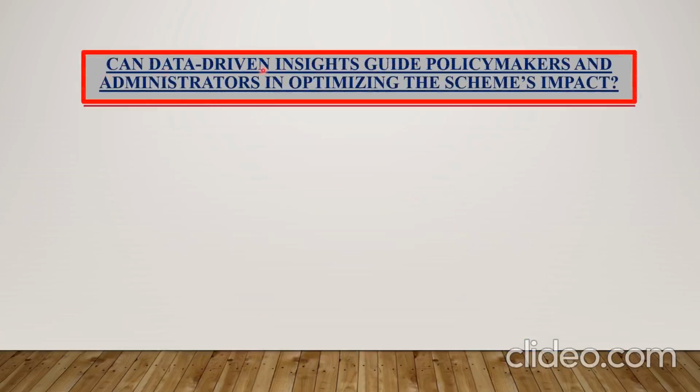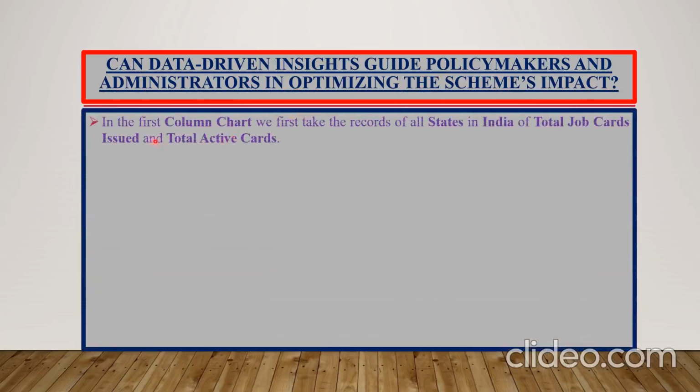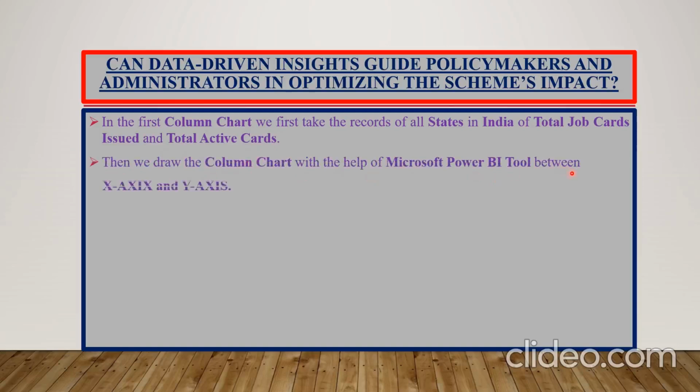And next is, can data-driven insights guide policymakers and administrators in optimizing the scheme's impact? In the first column chart, we take the records of all Indian states of total job cards issued and total active cards. Then we draw the column chart with the help of the Microsoft Power BI tool between the x-axis and y-axis.